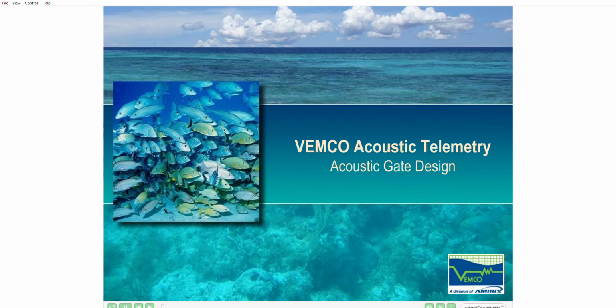This presentation is about acoustic gate design, and it is intended to be both an academic and practical approach that should guide you when designing acoustic gates or curtains.